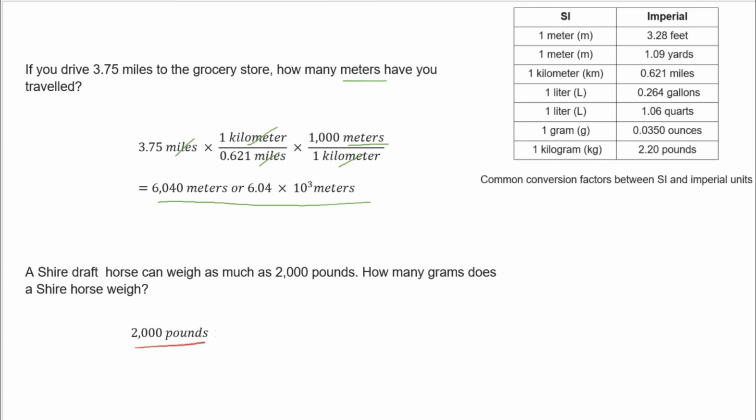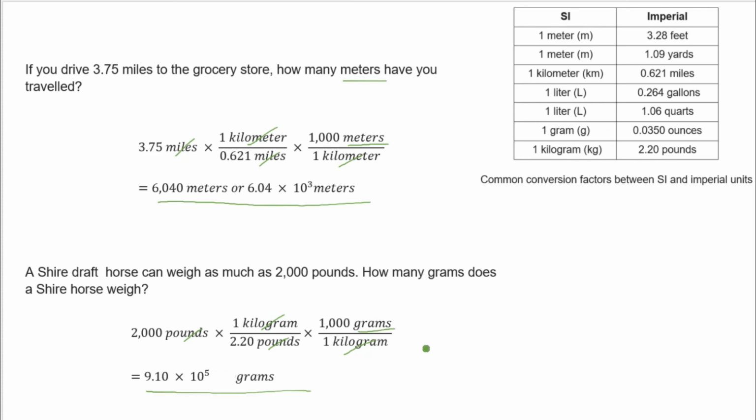So let's start with our 2,000 pounds. Here's my first conversion factor. Again, I'm making sure that pounds cancel. This takes me to kilograms. Using my prefixes, I know kilo means 1,000, so there are 1,000 grams in 1 kilogram. Here is my second conversion factor, again, making sure that the kilogram cancels and I am left with grams. Now I'm ready to plug into my calculator, and I get 9.10 times 10 to the 5th grams.